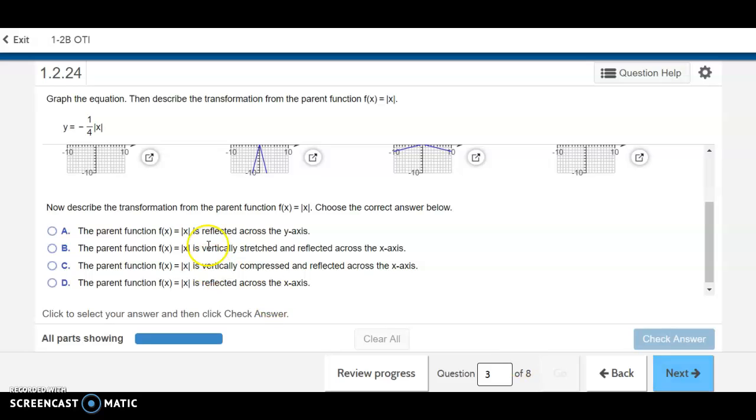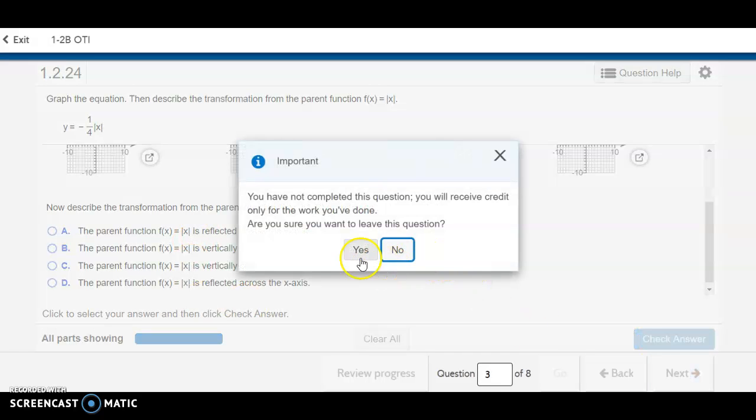Okay, more. What do we get here? Describe transformation as a parent function. So again, here you're just saying in words what it did. Exactly what we just talked about.